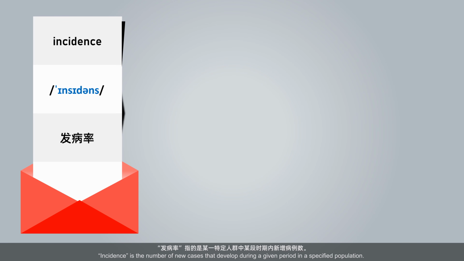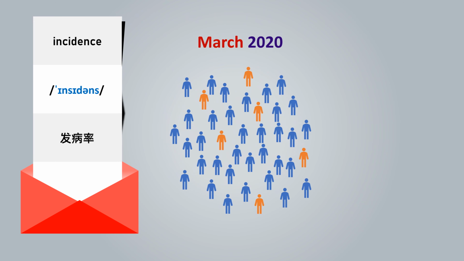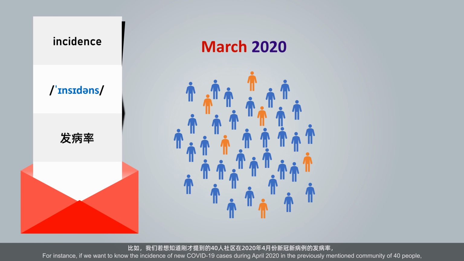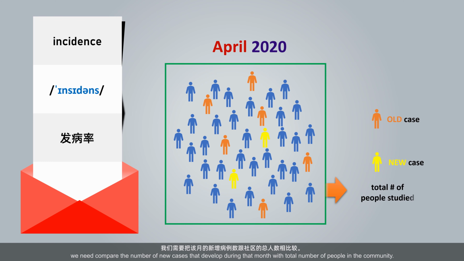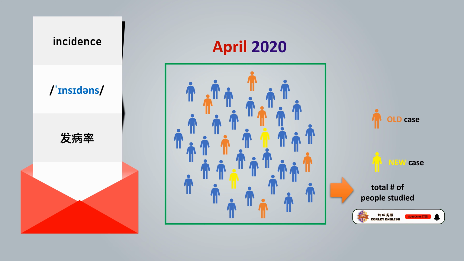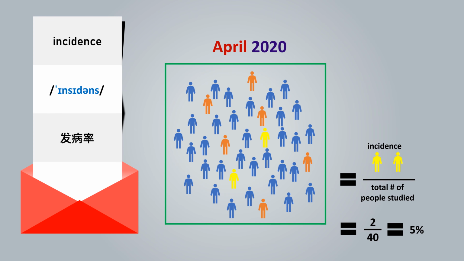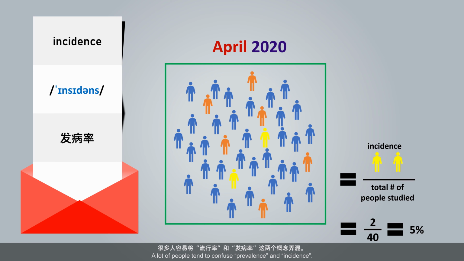Incidence. Incidence is the number of new cases that develop during a given period in a specified population. For instance, if we want to know the incidence of new COVID-19 cases during April 2020 in the previously mentioned community of 40 people, we need to compare the number of new cases that developed during that month with the total number of people in the community. A lot of people tend to confuse prevalence and incidence. As we can see, they are actually different. Prevalence looks at all existing cases.